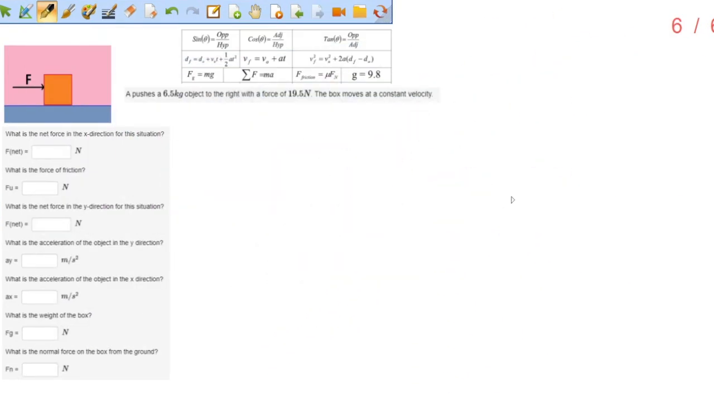A person pushes a 6.5 kilogram object to the right with a force of 19.5 newtons.